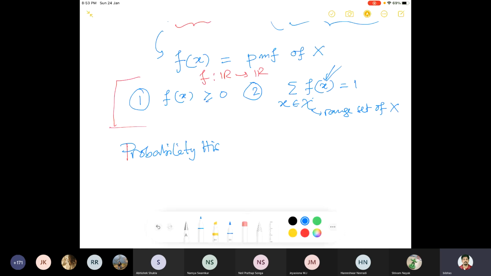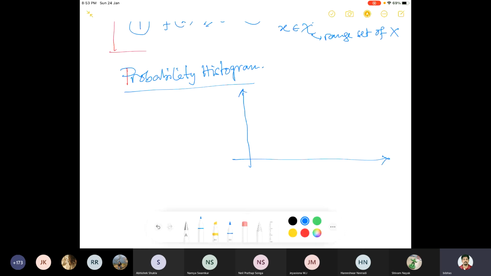It is nothing but, okay, I'll come to that. Histogram. So it is a two-dimensional picture like this. X, let's say this is this. So it is like depending on the range set of X. For example, let me set my experiment.